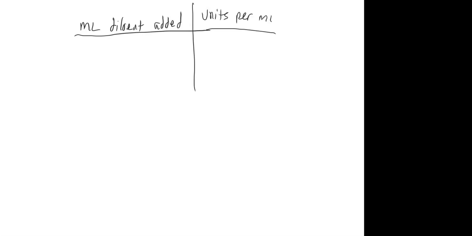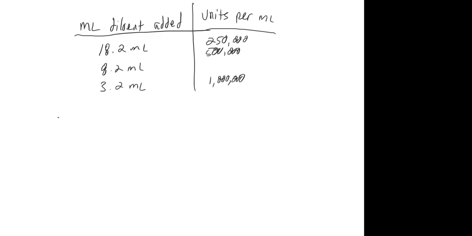And it gives you the milliliters diluent added. Just make... Okay. Am I writing these out right? You are writing those out correct. 3.2. Okay. The other side is 250, 500, and 1,000,000. You got it.